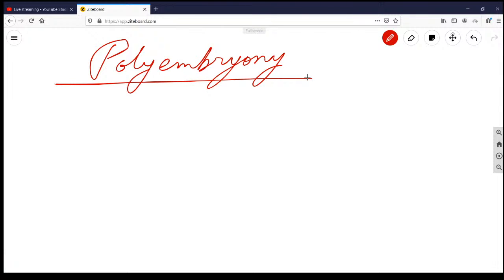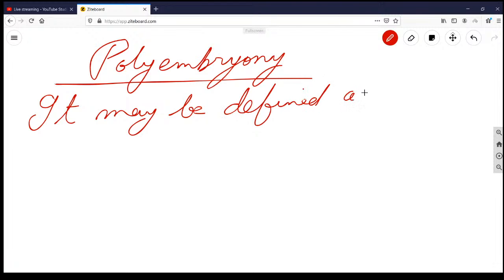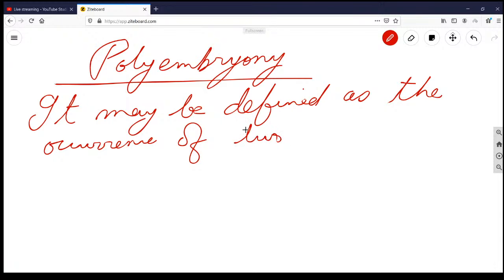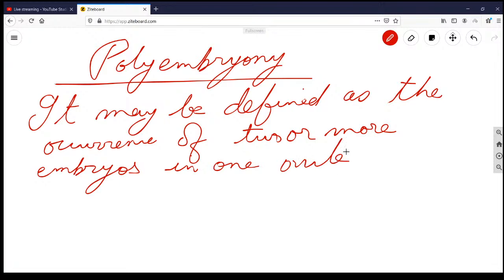So polyembryony may be defined as the occurrence of two or more embryos in one ovule. That is polyembryony. This was noticed for the first time, again a good objective question, by Anton von Leeuwenhoek in 1719 in the seeds of orange.